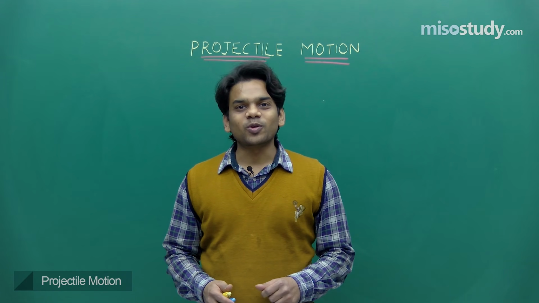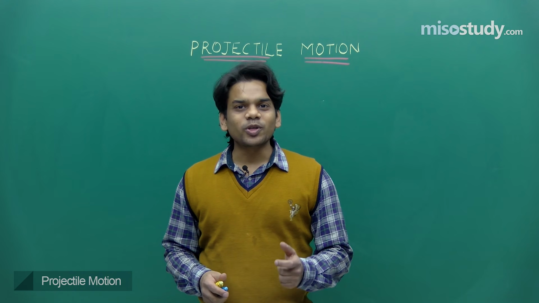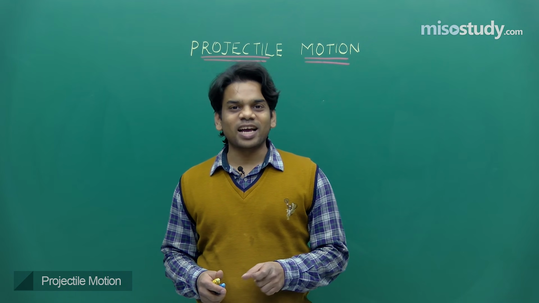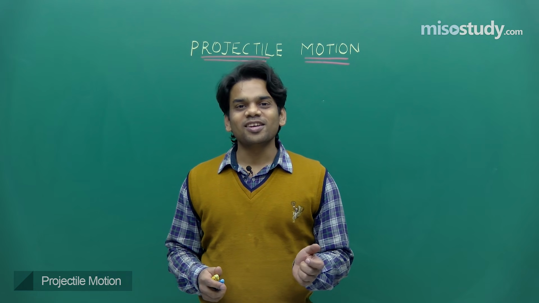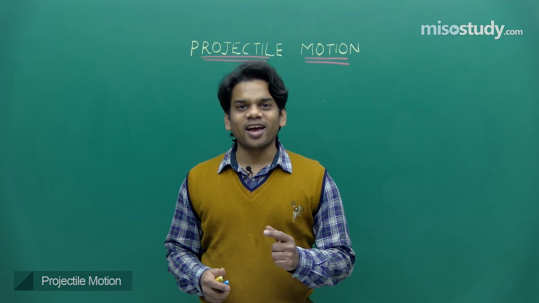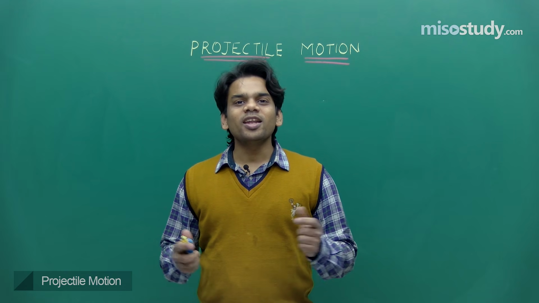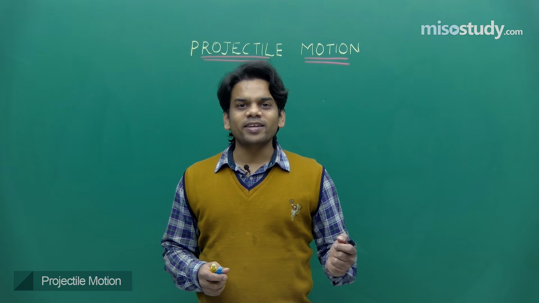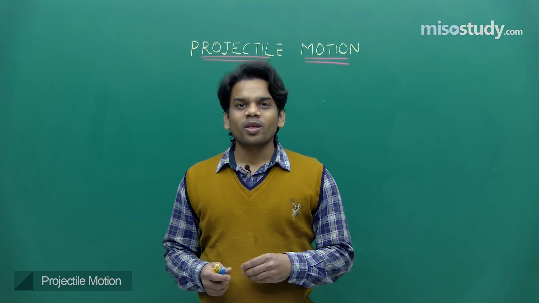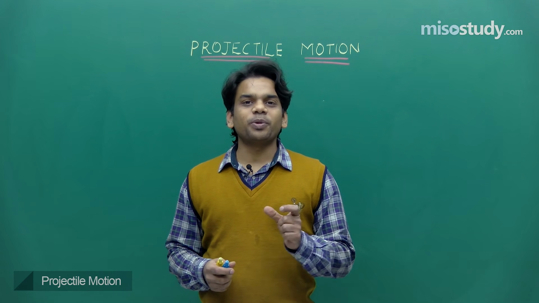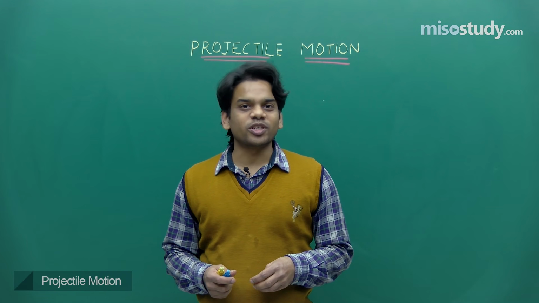Last class we talked about motion in two dimensions, and I told you how to find the velocity, how to find the acceleration, and how to find the direction when the particle was not moving in a straight line but rather in a plane, that is, its x coordinate and y coordinate were changing with time. In today's class we'll discuss a special kind of two-dimensional motion, that is projectile motion.